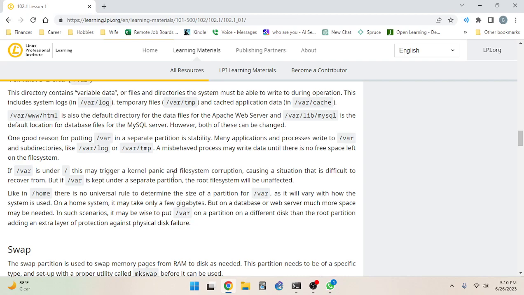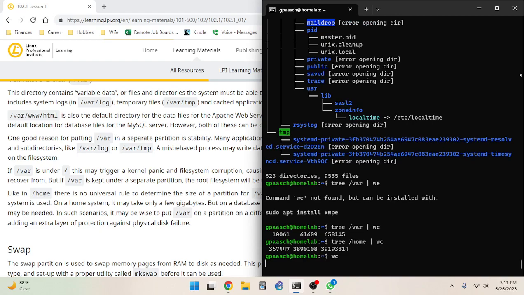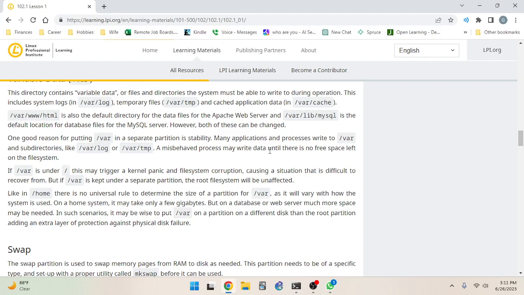Like in /home, there is no universal rule to determine the size of a partition for /var, as it will vary with how much the system is used. On a home system, it will take only a few gigabytes. On a database or web server, as I mentioned earlier, much more. We can see on my system it is much smaller than my home directory.